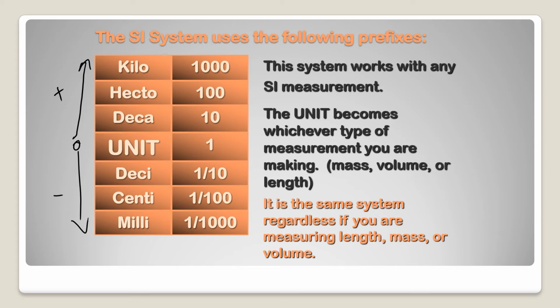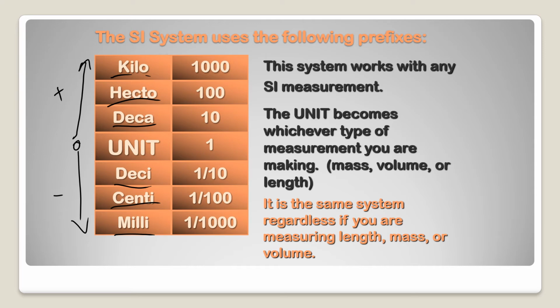With this, all I'm doing is moving a decimal point. So as I add a 0, I'm going higher in value. And so that's my positive side, my deca, hecto, kilo. And as I'm moving away from the 0, I'm moving my decimal point, and I have deci, centi, milli.